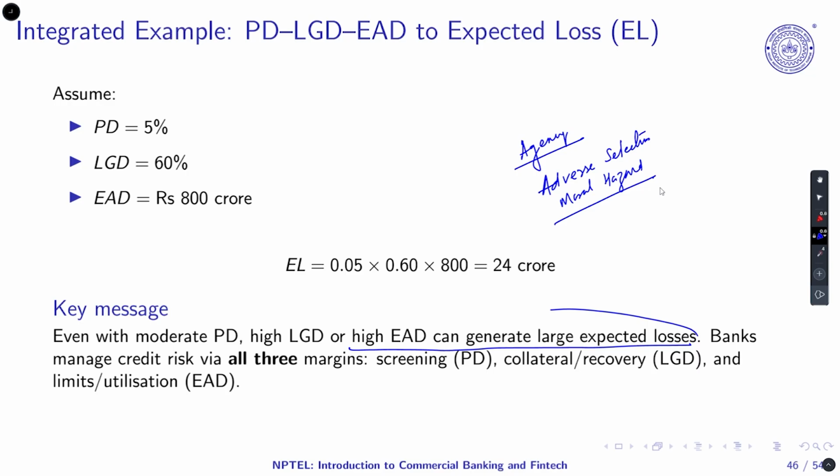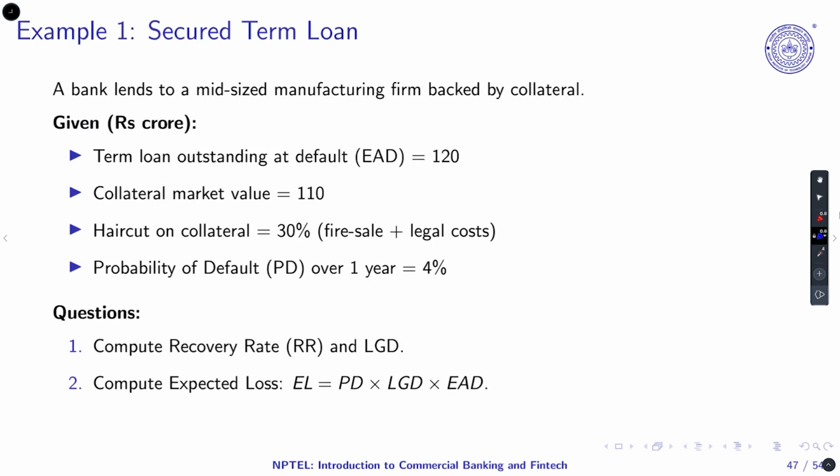Right, so this is how banks measure credit risk via all three margins. So screening, collateral recovery, and the limit utilization, all those things will be the important part. Screening is for PD that we use, then collateral and recovery is loss given default, how much they have, and limit utilization is exposure at default at this amount. So this is what we often find.